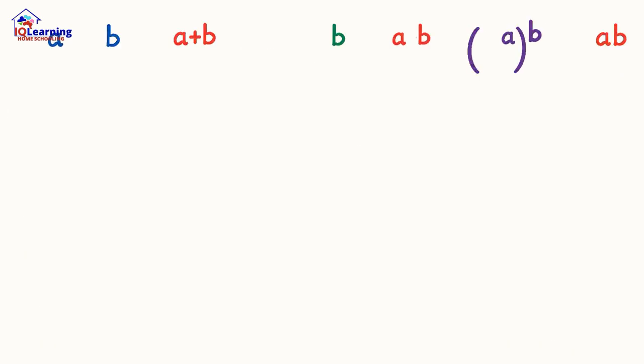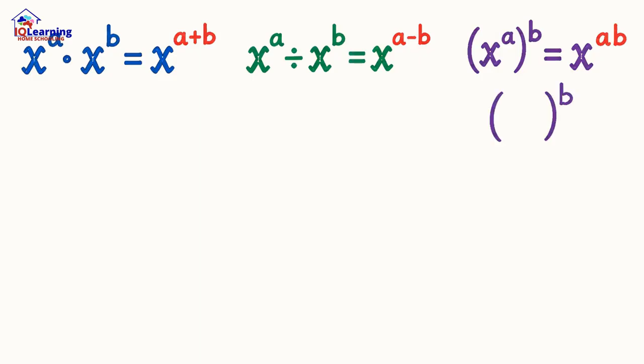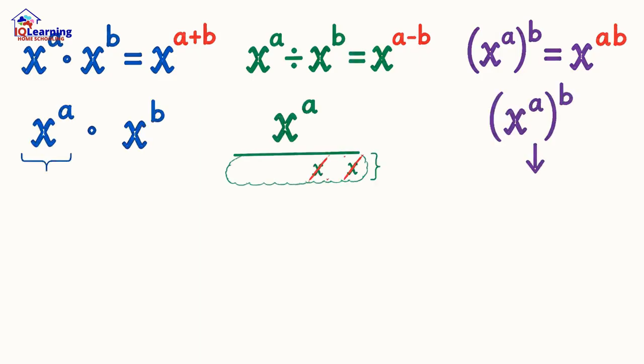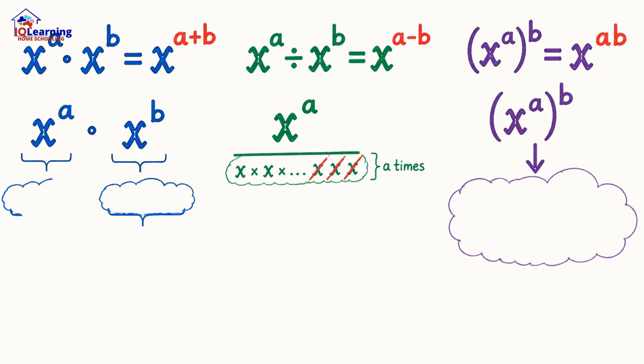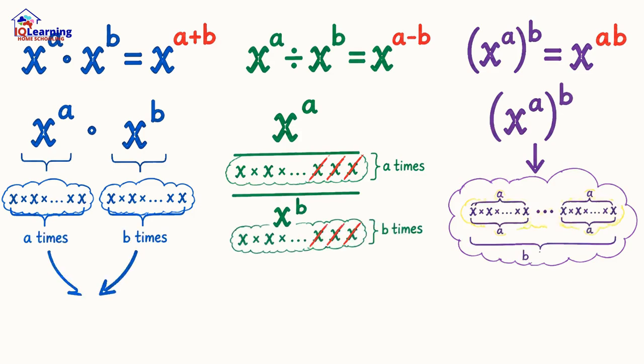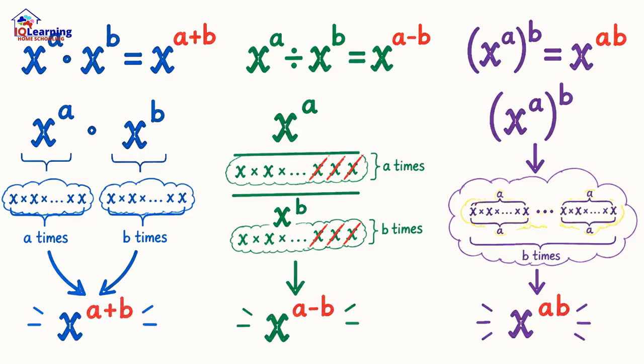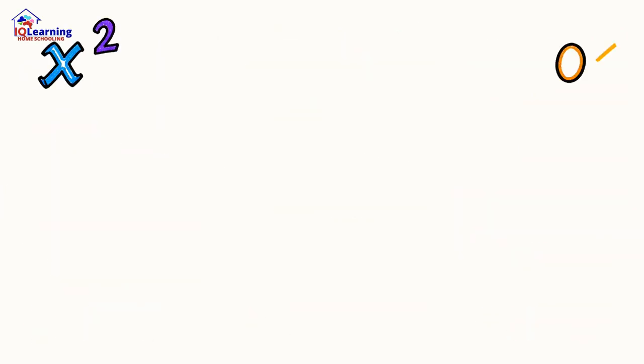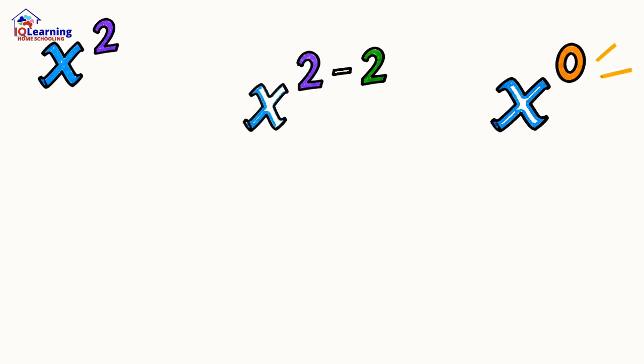When multiplying two terms with the same base, you add the powers. When dividing, you subtract them. And when you raise a power to another power, you multiply them. For instance, x squared cubed becomes x to the power of 6. These are the simple building blocks. But things get interesting when we push these rules to their limits.